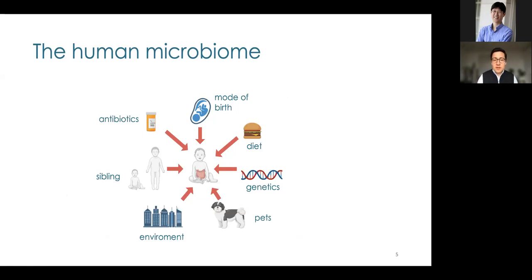Antibiotic usage, the mode of birth, your diet, your genetics, if you have a pet at home, your environment, if you live in a rural or an urban community, where specifically in the world you live, if you have siblings, your partner, all of these things will affect the composition of the gut microbiome throughout your life. And what we would like to understand and get better at is how we can harness the gut microbiome to treat different diseases. How can we produce microbial therapies?